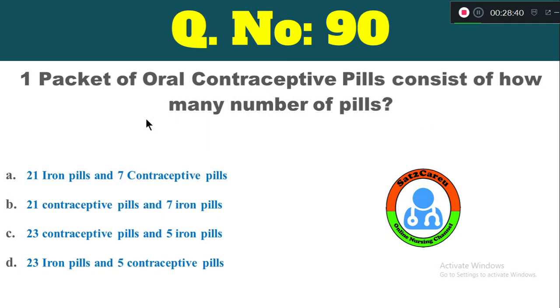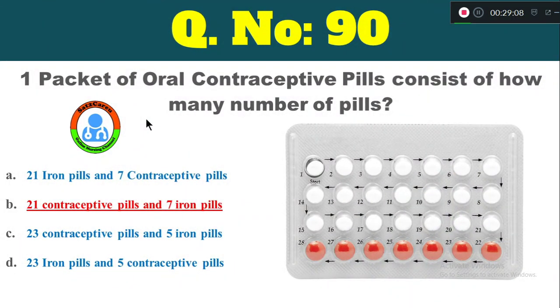Question number 90. One packet of oral contraceptive pills consists of how many pills? Option A, 21 free pills and 7 contraceptive pills. Option B, 21 contraceptive pills and 7 iron pills. Option C, 23 contraceptive pills and 5 iron pills. Option D, 23 iron pills and 5 contraceptive pills. The right answer is oral contraceptive pills having 21 contraceptive pills and 7 iron pills.